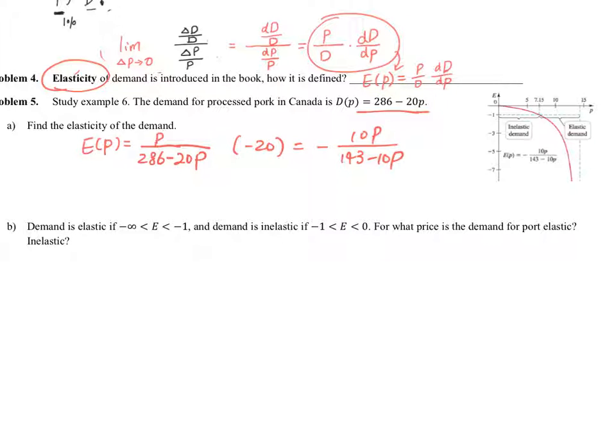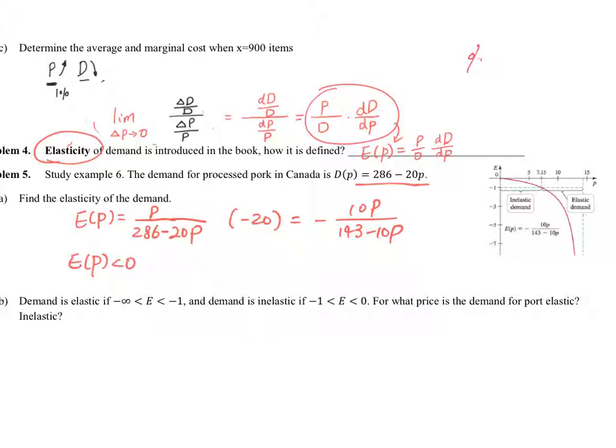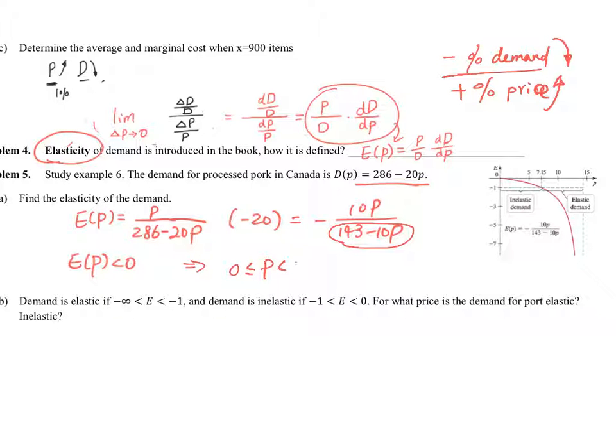Now let's take a look at the domain. Here the elasticity should always be less than 0. If you can recall what elasticity is, we say that elasticity is percent change in demand divided by percent change in price. So if you increase the percent change in price, you really should expect the percent change in demand will decrease. Therefore this will be negative, this will be positive. As a result, it should be negative. So with that, you can quickly identify this should be greater than 0, which implies P has to be greater than or equal to 0 and less than 14.3.